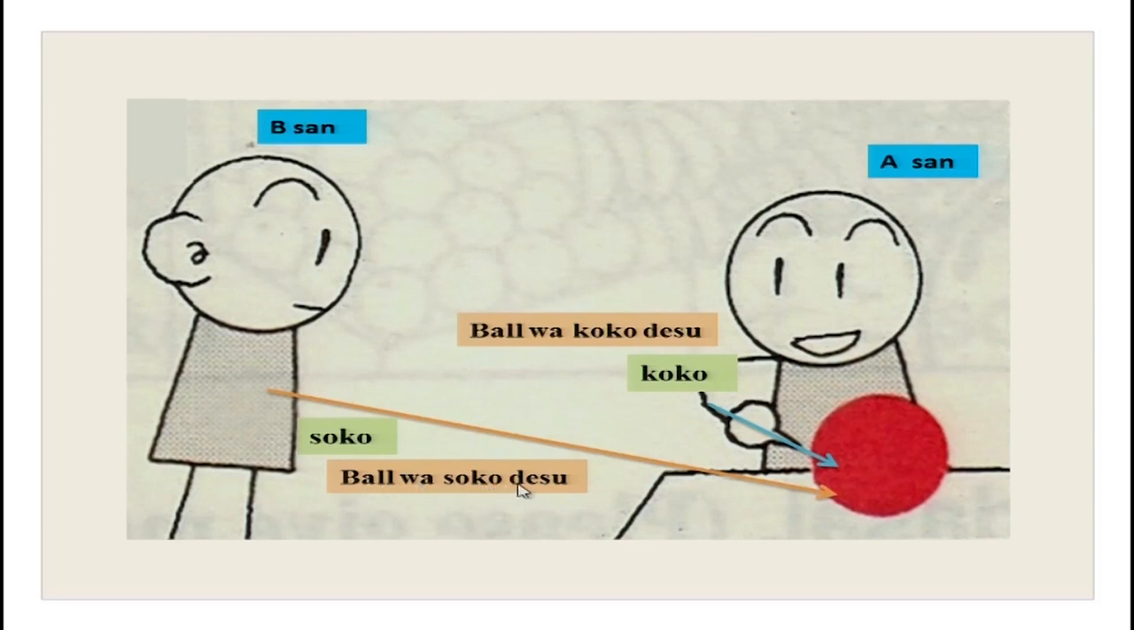Ball wa soko desu. The ball is over there. So, you can see from the picture that the ball is close to A-san and the ball is far away from B-san. Thus, it is soko for B-san and koko for A-san.